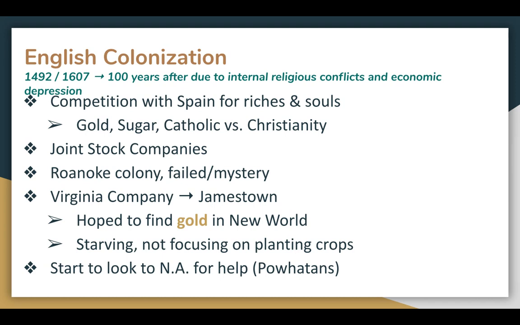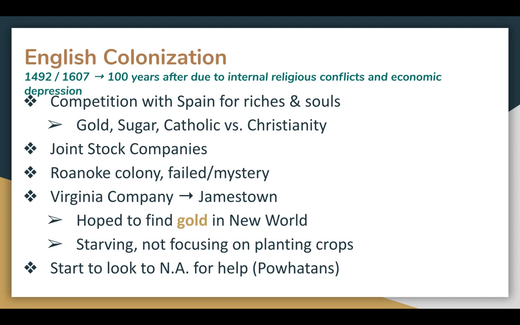But our first successful colony was funded, again, by a joint stock company, the Virginia Company. Okay. And the Virginia Company sent people and they called it Jamestown. This is our first successful English colony. Now, we almost were not successful. Look at this. We were supposed to find gold. Okay, Spain had found gold. We're supposed to find gold.